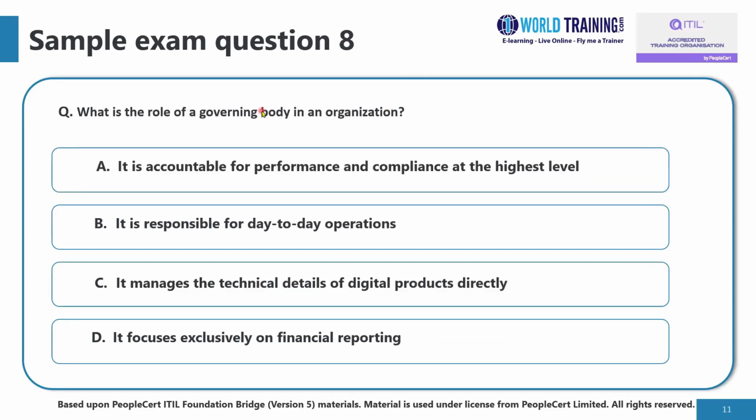Question number 8. What is the role of a governing body in an organization? A, it is accountable for performance and compliance at the highest level. B, it is responsible for day-to-day operations. C, it manages the technical details of digital products directly. Or D, it focuses exclusively on financial reporting.